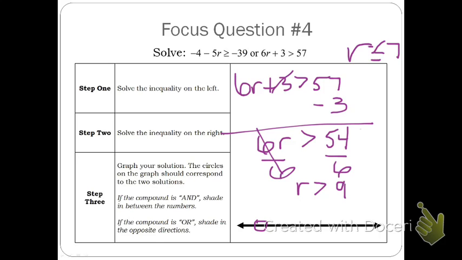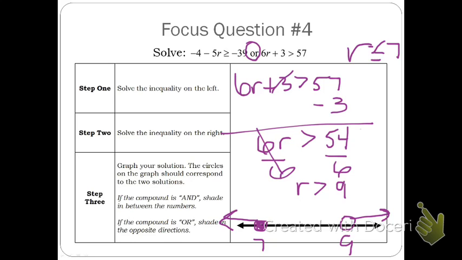So I'll make my two endpoints. 7's smaller, so it goes on the left. The 9's bigger, so I'll write that on the right. The 7, because that has the equal sign underneath it, is closed, so I colored that in. And the statement is an or, so therefore my arrows should always be pointing away from one another.